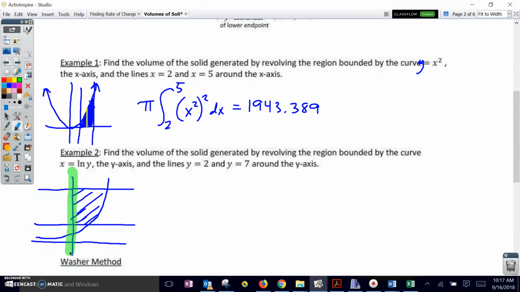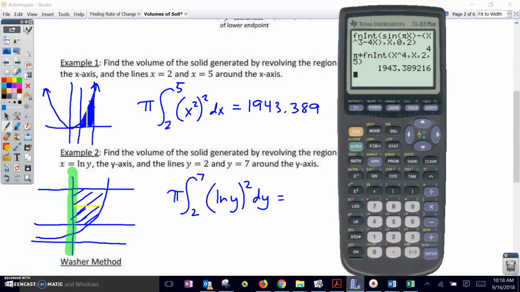So we want everything in our integral to be in terms of y. The limits of integration are going to be in terms of y. The radius is going to be a function of y. So we've got pi times the integral from one end to the other, so from 2 to 7, from the bottom to the top. And my radius is going to be the distance from the axis over to the curve natural log of y. So my integrand is going to be the radius squared with respect to y.